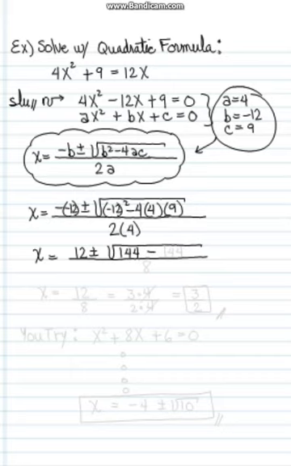Now we're going to simplify. We get 144 minus 144 under the radical. So this turns out to be 12 over 8 because it's plus or minus 0. Now we factor and cancel, and we get 3 halves for our final answer.